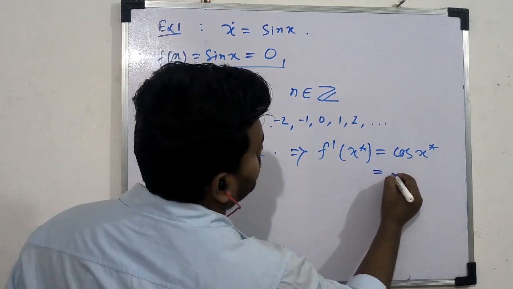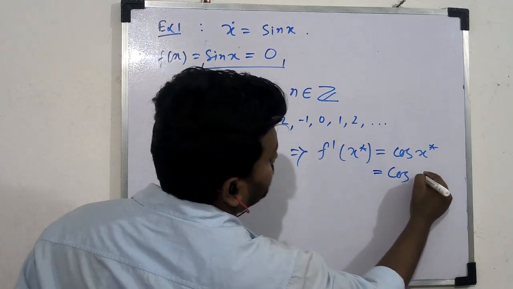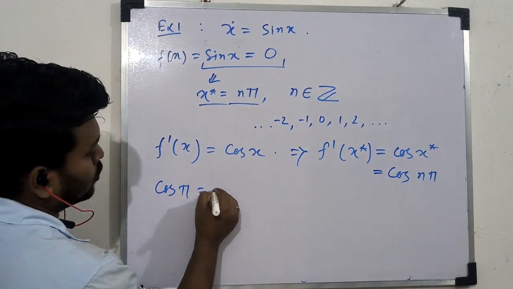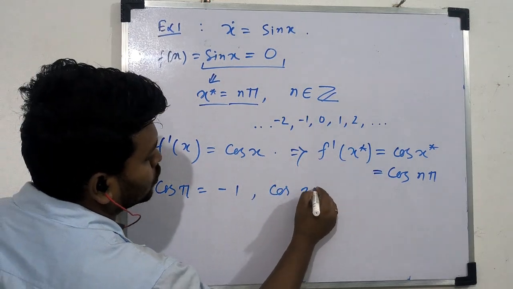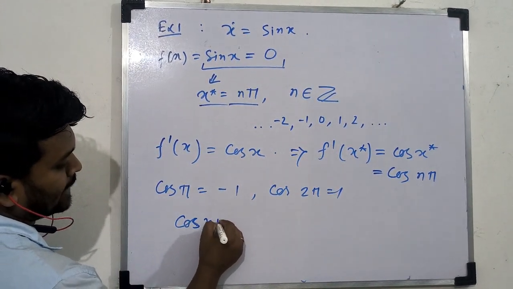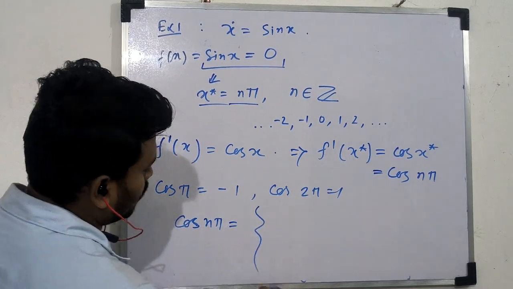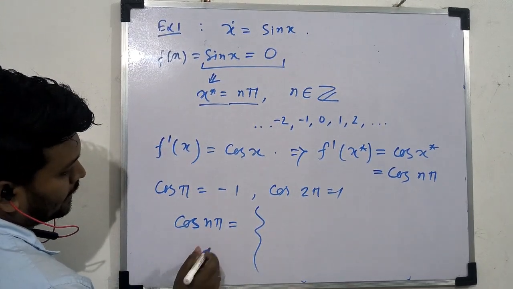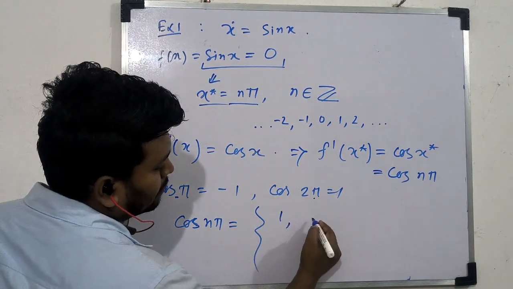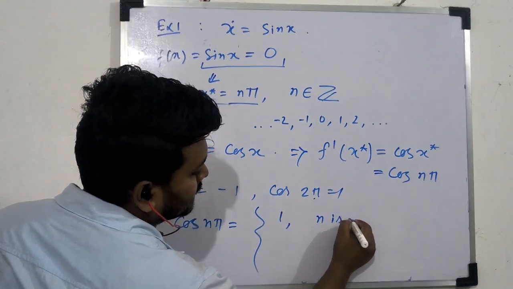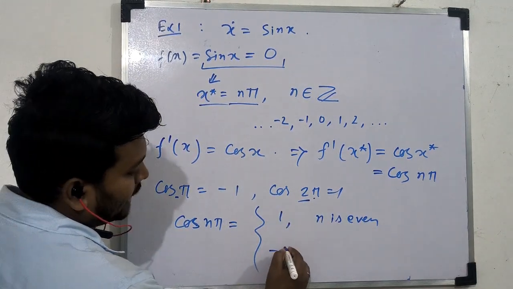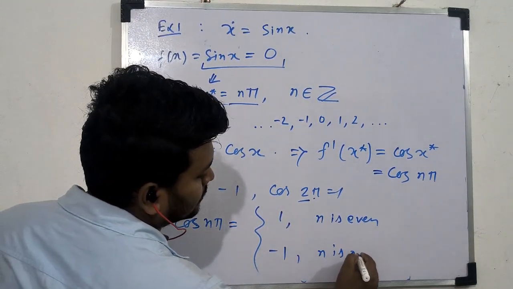That is x star equal to n pi. So cos n pi: we know cos pi equal to -1 and cos 2 pi equal to +1. Therefore we can find that cos n pi is equal to +1 when n is even, and -1 when n is odd.